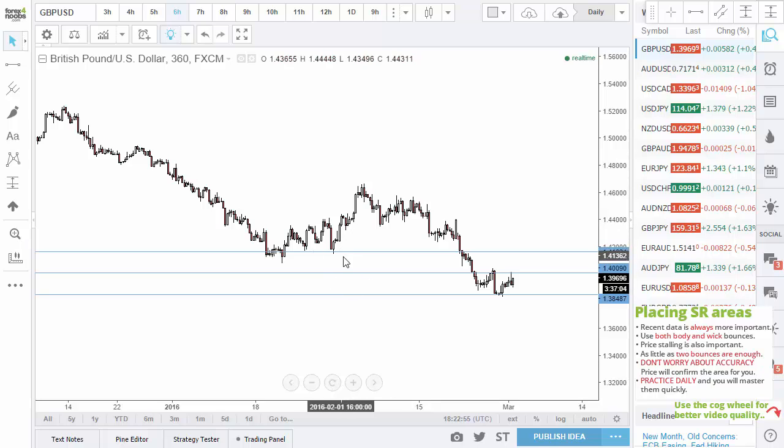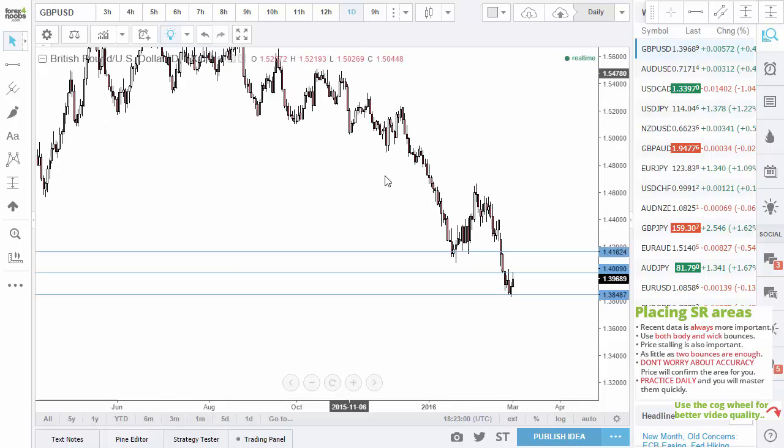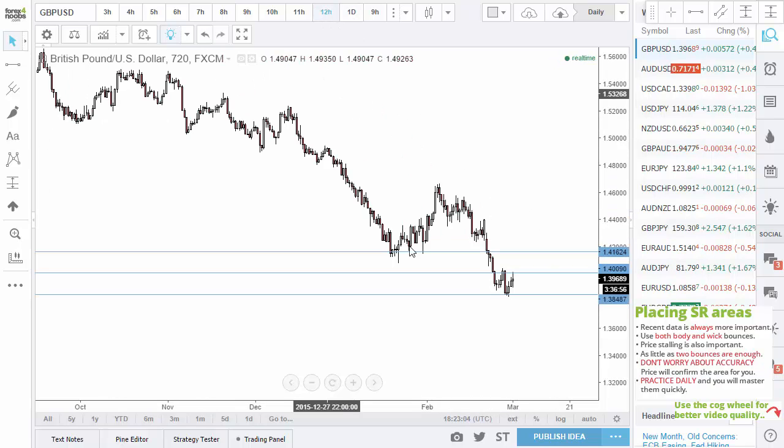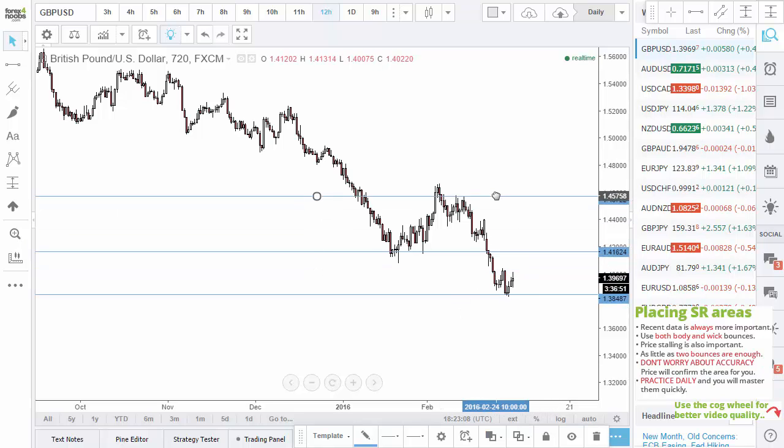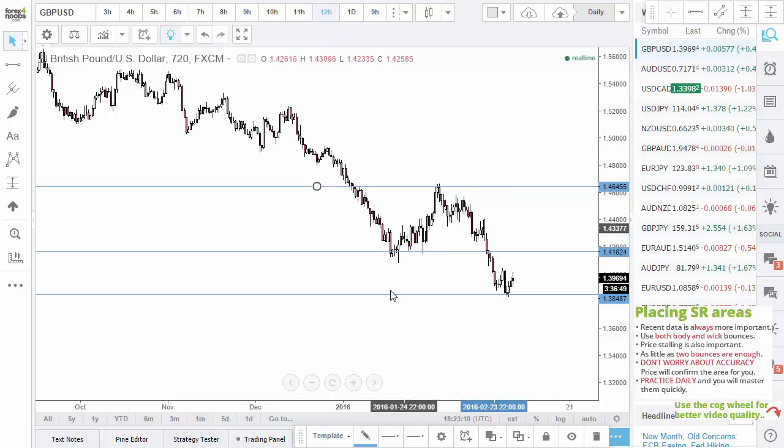So I don't like having my support resistance areas too closely spaced together. I'd rather place them on the 1 day chart and the 12-hour chart. Because if you're placing them based on those charts, they tend to be more spread apart because you're seeing a lot less of the bounces. And that to me is important. I want my support resistance areas spread apart. I don't want to concentrate on all the tiny little areas in between. I want to concentrate on the big, important ones, because that's where I want to take my trades from.